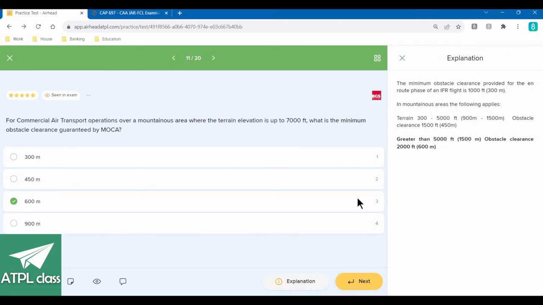Yeah. Minimal obstacle clearance for the en route phase of an IFR is 1,000 feet, which is 300 meters. In mountainous areas, the following applies. Terrain greater than 5,000 feet, obstacle clearance is 2,000. That's exactly what I was saying.